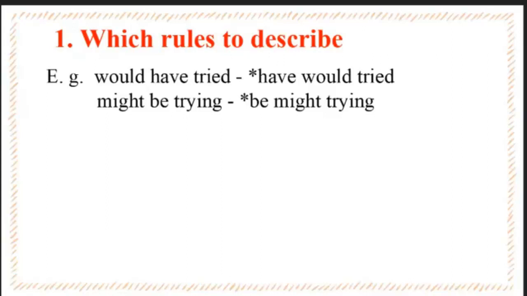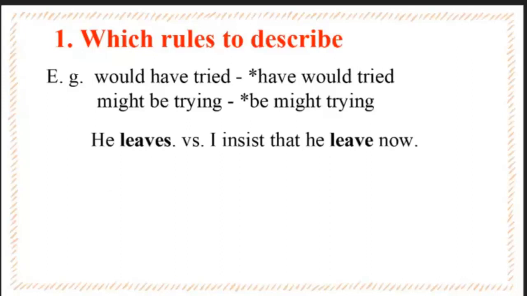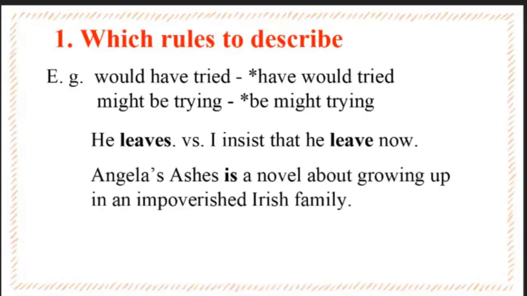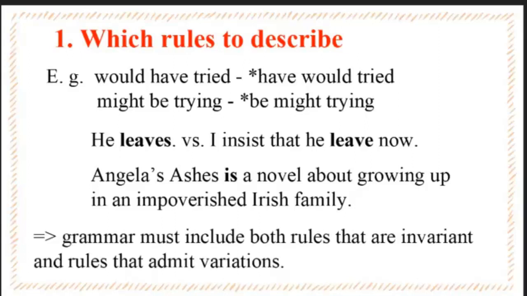Is the variant position of the modal auxiliary, would have tried or have would try? Subject-verb agreement like he lives, and we also accept variant cases like the subjunctive, I insist that he live now, or Angela's Ashes is a novel about growing up in an impoverished Irish family. Although we can say it is, the subject is the name of the title of the novel, so this is also a singular subject. So with examples, the grammar must include both rules that are invariant and rules that admit variations.